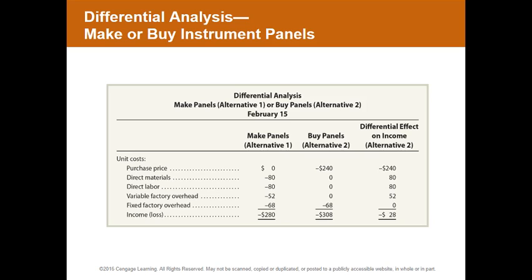Now we have our direct materials, our direct labor, and our variable factory overhead. These we would incur if we make them. However, if we buy them, then that's a positive impact to our income.